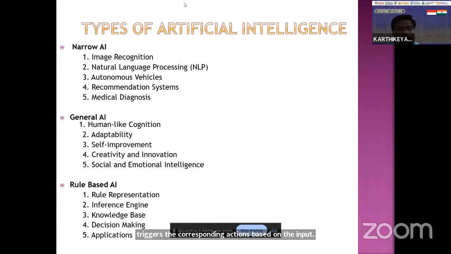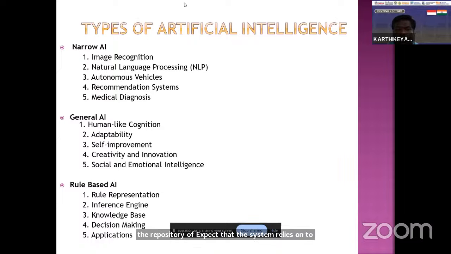And rule-based AI following the knowledge base. The knowledge base is nothing but a collection of rules, facts, and domain-specific knowledge that the AI system uses to make decisions or provide solutions. It serves as the repository of expertise that the system relies on to perform tasks.